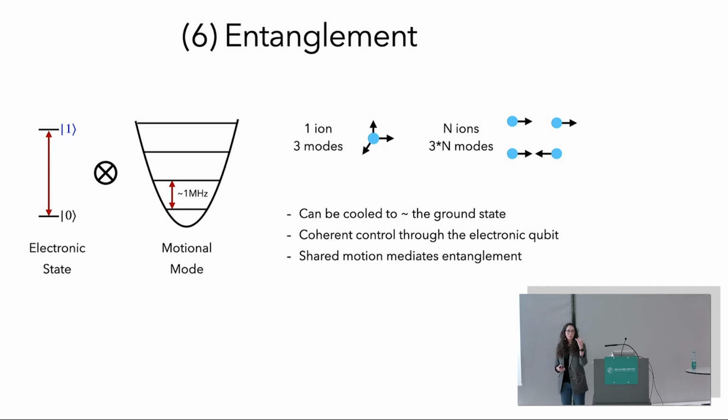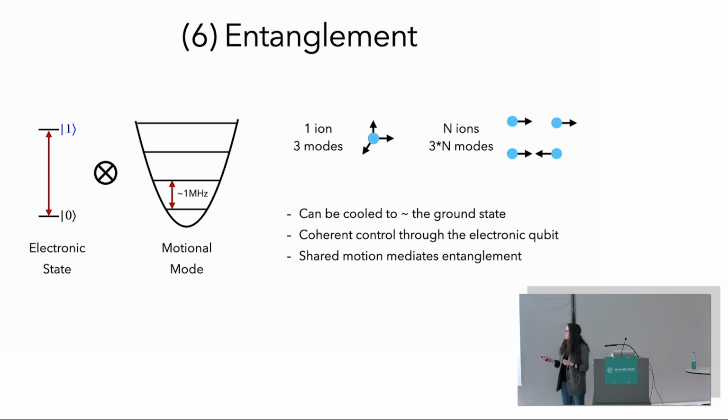We can also prepare specific motional states within each mode through coherent coupling, coherent control through the electronic state. So we can add and subtract phonons from our phonon mode through interactions with our electronic qubit. And so this is like the Jaynes-Cummings Hamiltonian that you see with a single particle in a cavity, except we can both add and subtract phonons. So it's slightly richer, but it's exactly the same physics.